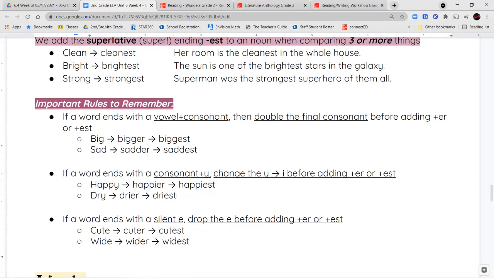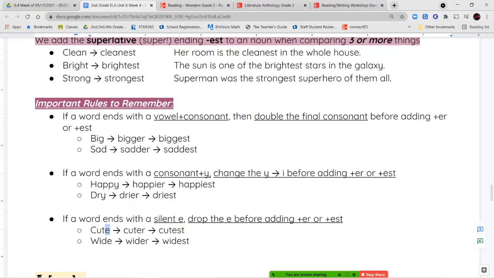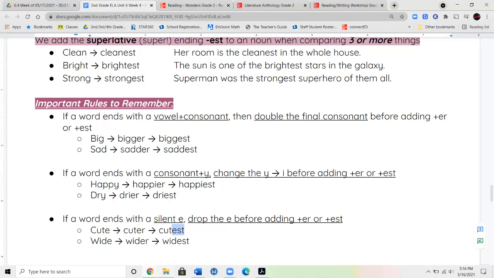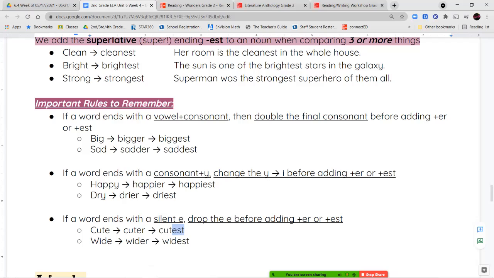The third rule we're going to pay attention to is words that end with a silent E. If we have a silent E at the end of the word, we're going to drop that silent E. We're going to take it off before we add an ER or an EST. So cute becomes cuter or cutest, where we drop the E that was in cute before we added the ER or the EST. Same for the word wide, which ends with a silent E. Wide becomes wider or widest. So we drop that original E that's on the word wide, and then we replace it with ER or EST.